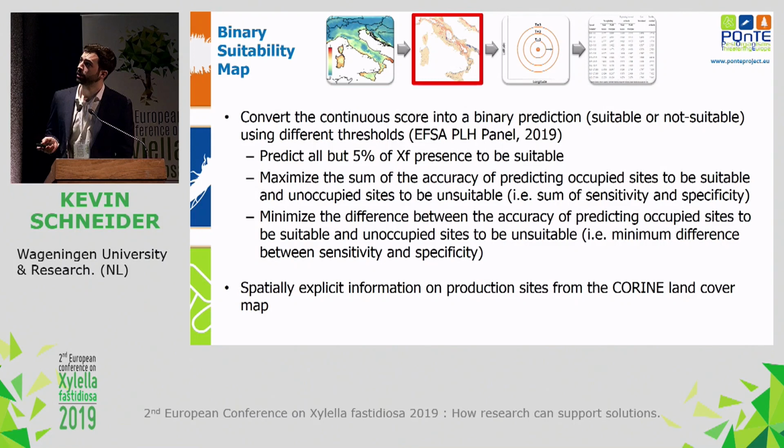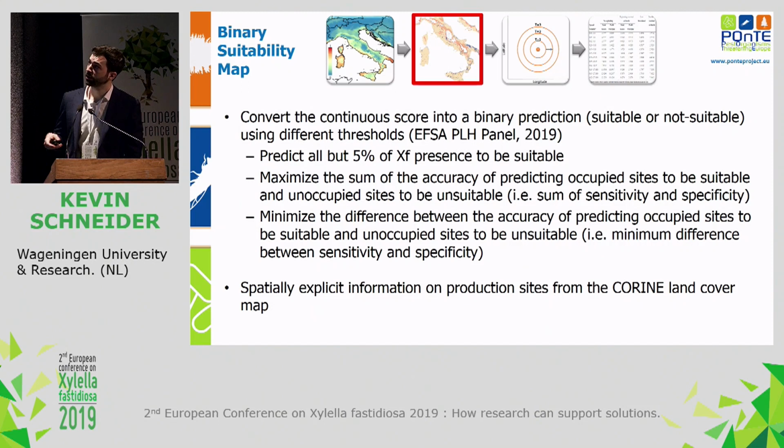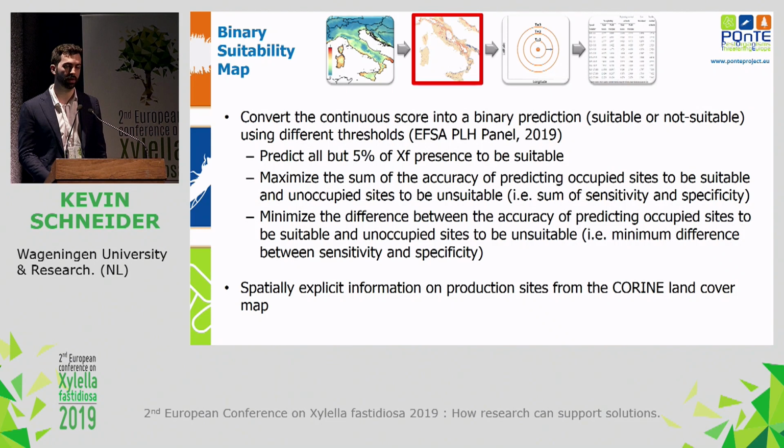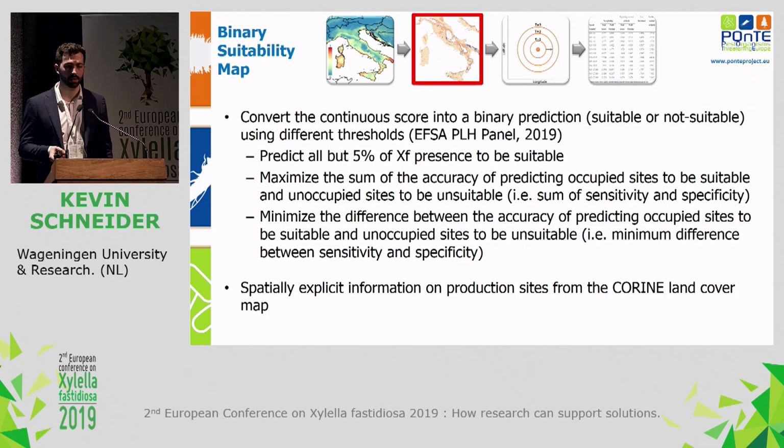The output of this map is a continuous score between 0 and 1 for every location in Europe. To convert this continuous score into a binary map, indicating suitable or not suitable, we make use of 3 thresholds that are also described in the last update of the scientific opinion from EFSA. I do not want to go into detail here into the different thresholds, but they all, in essence, have to do with model performance. The spatially explicit information on olive production sites in Europe was obtained from the Corine land cover map.